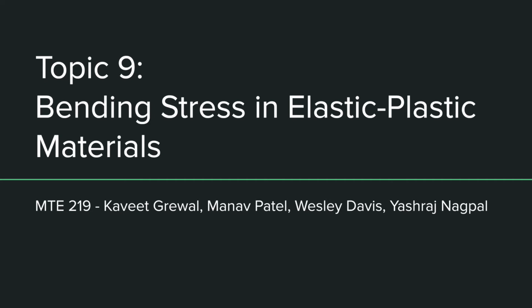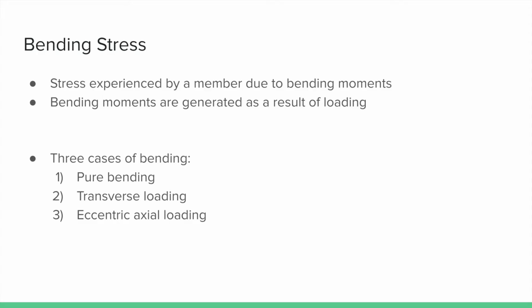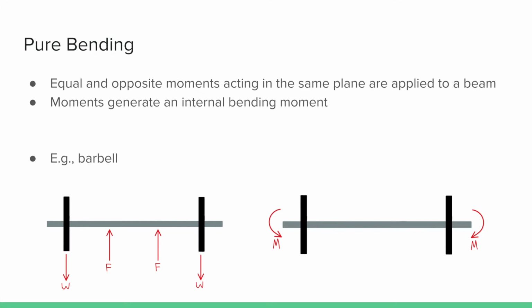Hi everyone, this is our video on bending stress in elastic plastic materials. So first off, a quick intro on bending and bending stress. Bending stress is the stress that a member, such as a beam, experiences due to bending moments generated from different types of loading. Bending can occur in three main ways.